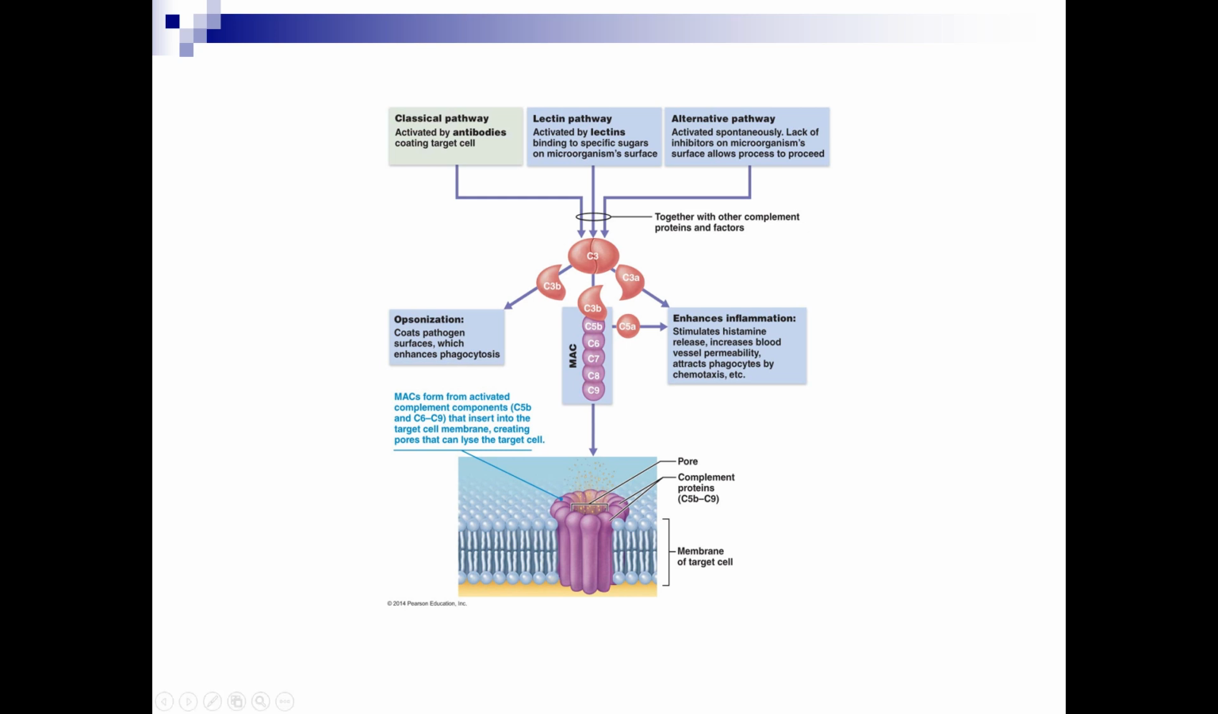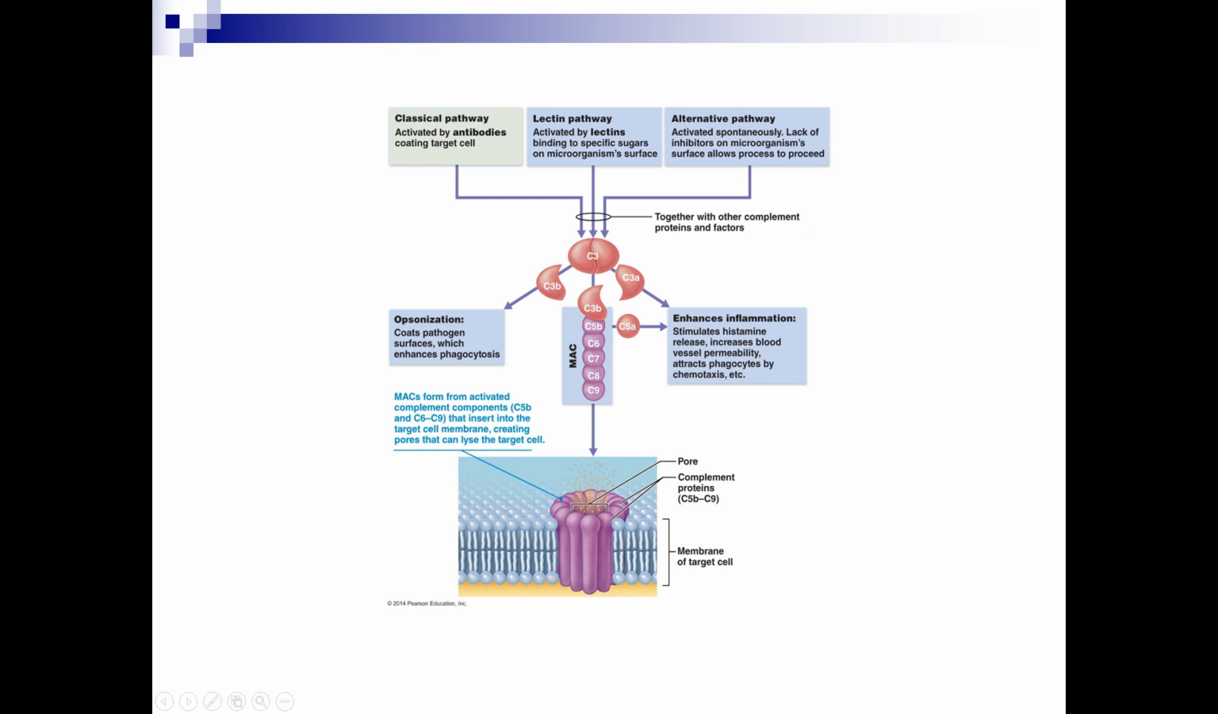So there are lectins, or proteins that will bind to specific sugars on a microorganism surface, and that will trigger complement, or the microorganism may have a lack of inhibitors that allows the C3 process to occur. So either way, classical pathway, lectin pathway, or the alternative pathway, but this is typically the classical pathway.